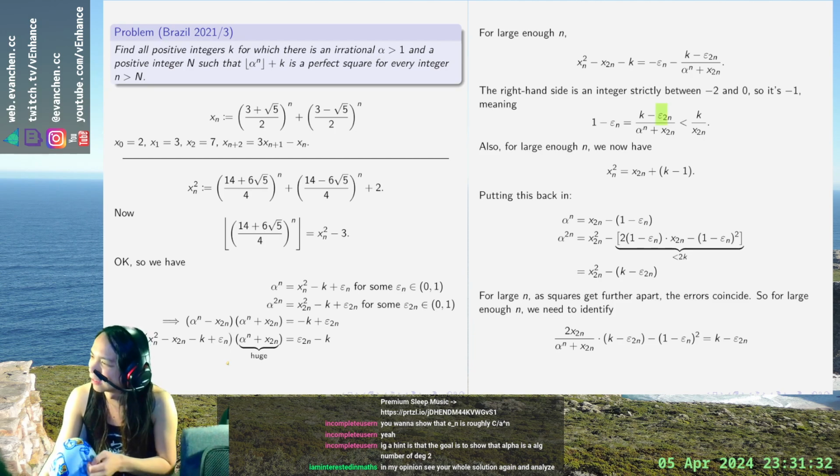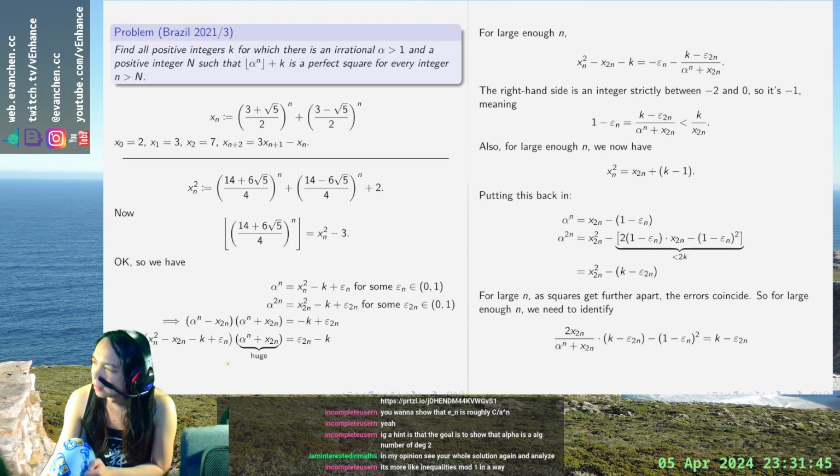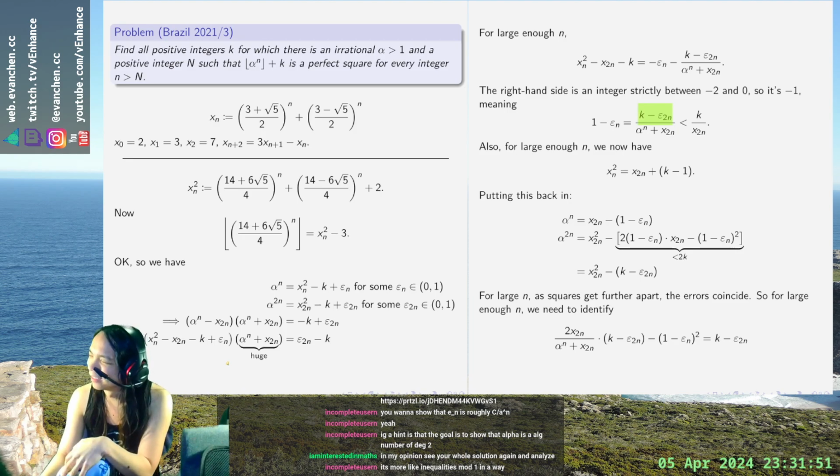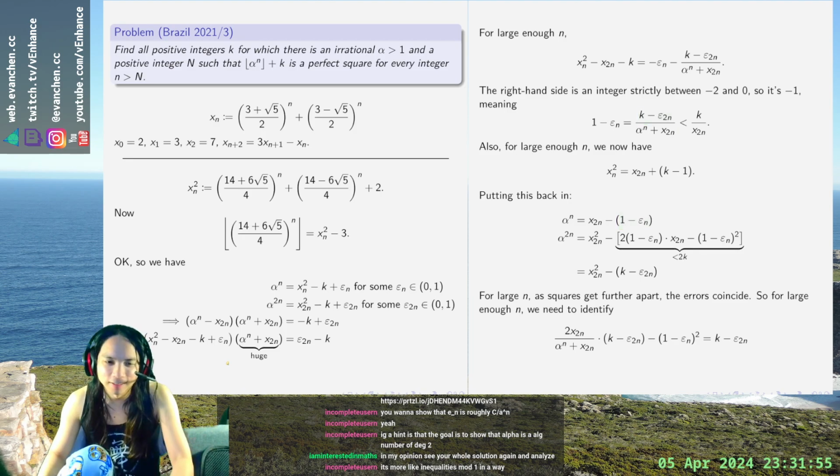There's still an epsilon 2n in here, I think. There's an epsilon 2n. You can't get rid of that thing. If you want me to show it's algebraic, that means I'm not using the inequality anymore, right? So what you're trying to get me to do is, you want inequalities mod 1? I have no idea what that means.